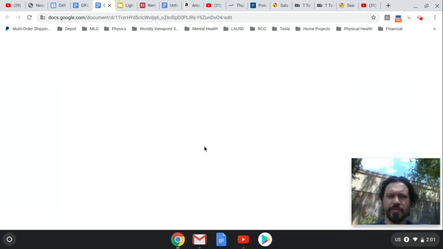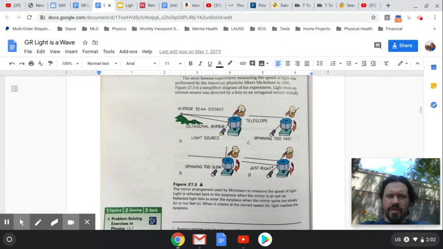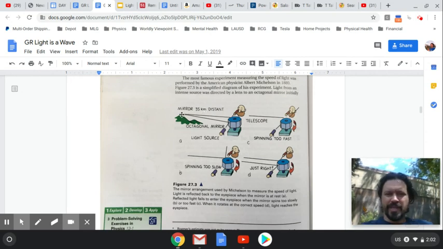This is a really cool experiment. Wait for it to load up. Okay, so the Michelson experiment, he measured the distance to a mirror 35 kilometers away. We're talking 25-ish miles. Shined light from over here. It bounced off the mirror, went this way, bounced back, and then he was able to observe it.